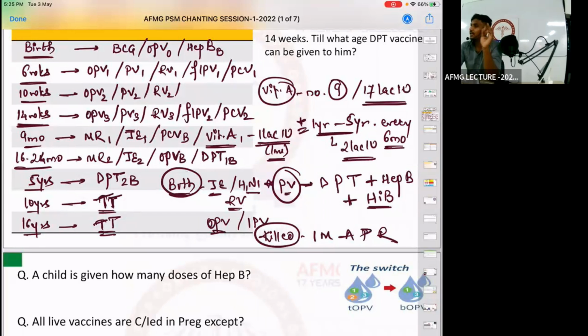Don't make a mistake. Intradermal is mainly one vaccine, that is BCG, which is included in the schedule. I am telling you, subcutaneous is only two vaccines, Japanese encephalitis and MMR vaccine. Okay, no issues.